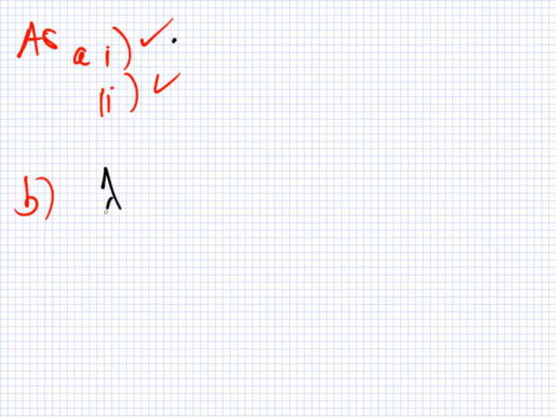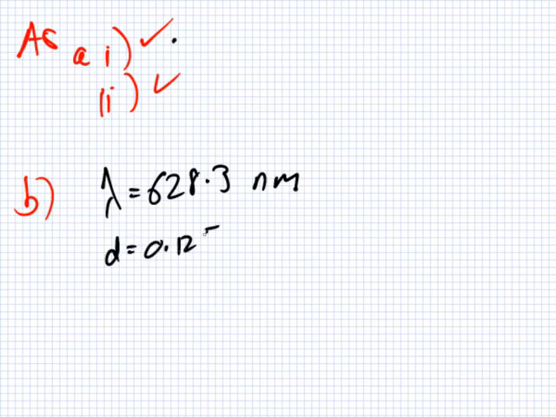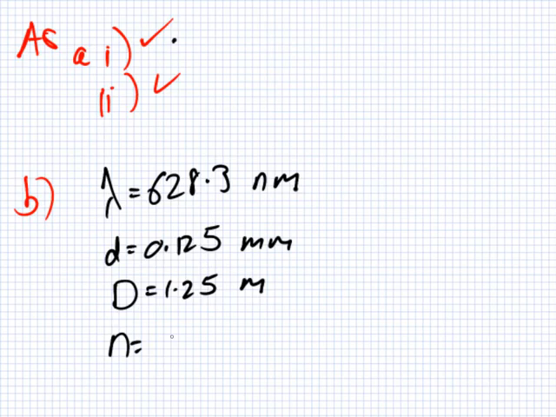The wavelength is 628.3 nanometers. The space in between the slits, is that the small s or the big s? No, that's the d, isn't it? It is 0.125 millimeters. The screen is 1.25 meters away. Oh, and the n is 4. So it's like this.